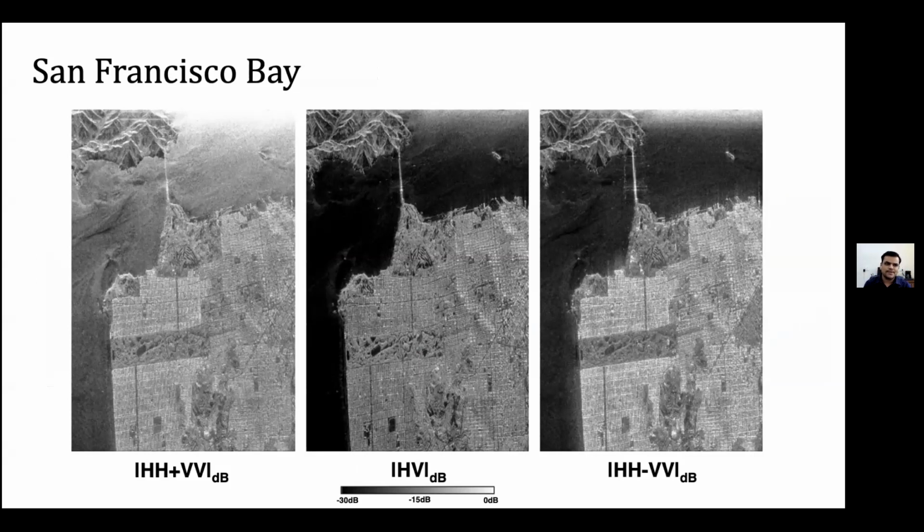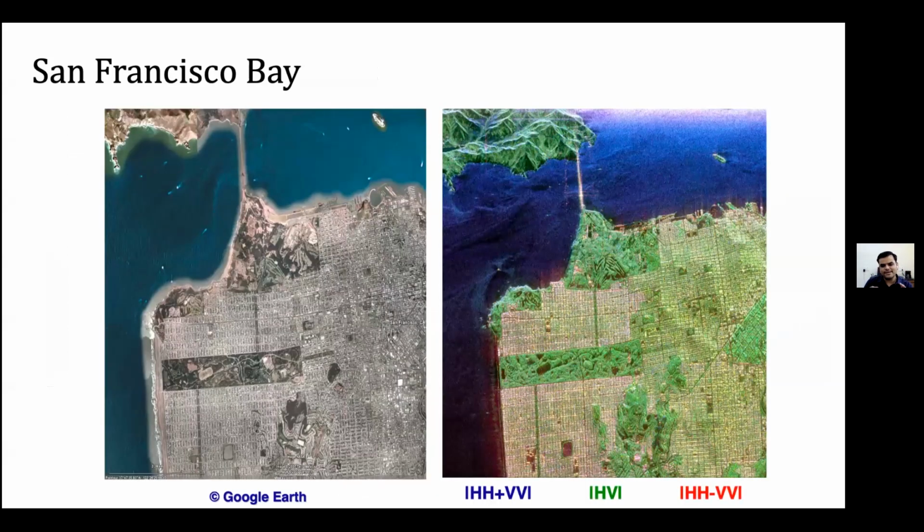So this is an example of the San Francisco Bay, where we have a few land cover types of interest. If we combine the three scattering mechanisms from polarimetric SAR data, then on the right hand side we can see that combined image, where we have HH plus VV backscatter as blue, HV as green, and HH minus VV backscatter as red. On the left hand side is a Google Earth image.